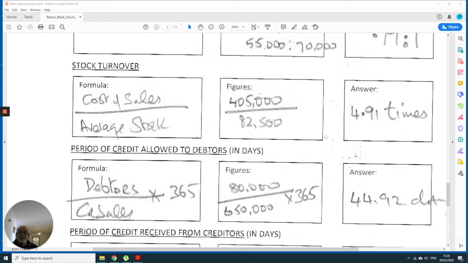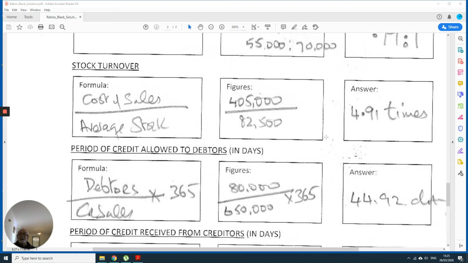Stock turnover, again, measures the number of times in a year that you sell your average stock. It's cost of sales over average stock, and it's a simple average got by adding your opening and closing stock and dividing by 2. A better average would be if you could get the closing stock figure for every month, add them all up and divide by 12, but that isn't possible in these questions where we only have opening and closing stock.